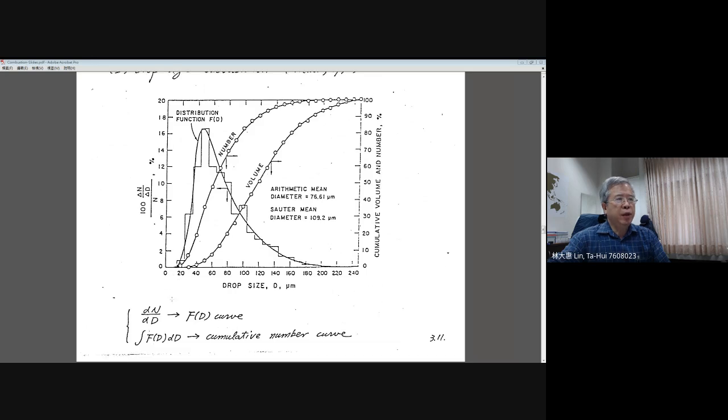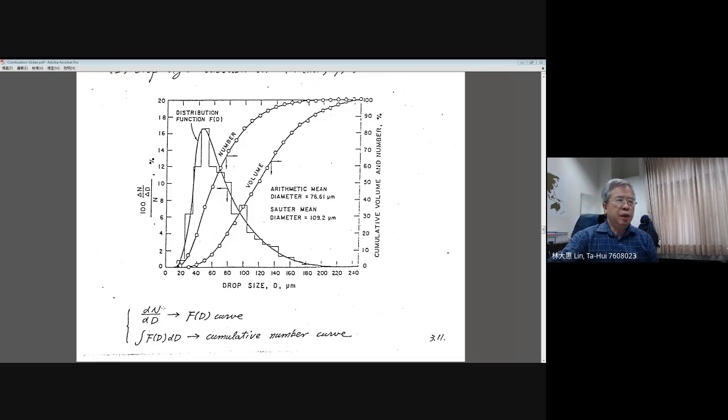But in modern measurement, the variation of the droplet size can be nano, maybe smaller than 1 micron. Then you change delta n divided by delta d to dn/dd. And this is the so-called distribution function f(d): dn/dd is equal to f(d). Now the second point: people usually try to do the calculations by integrations.